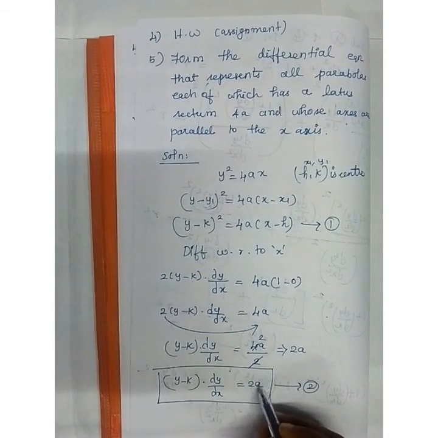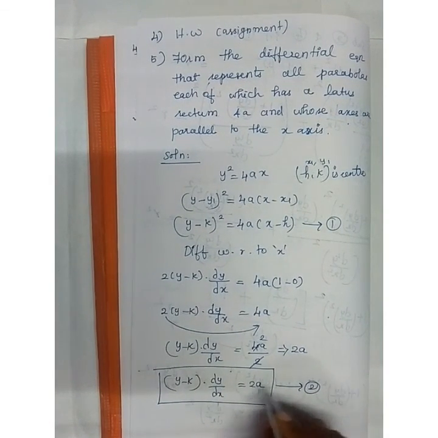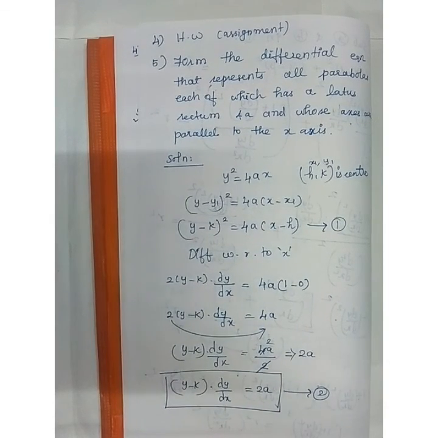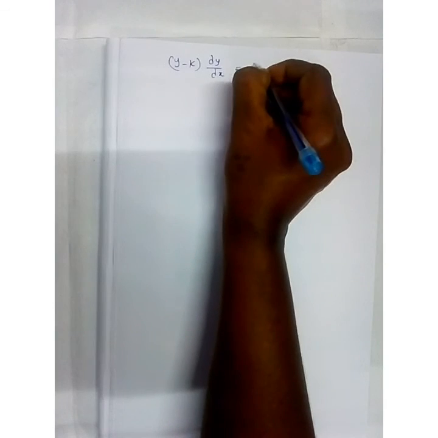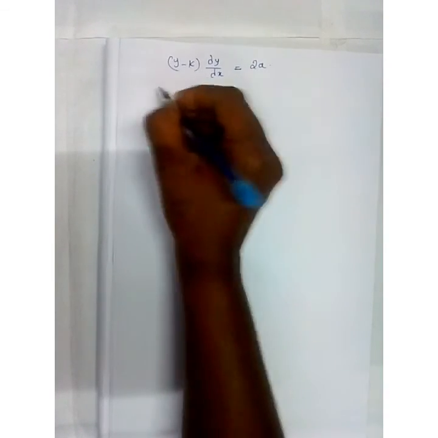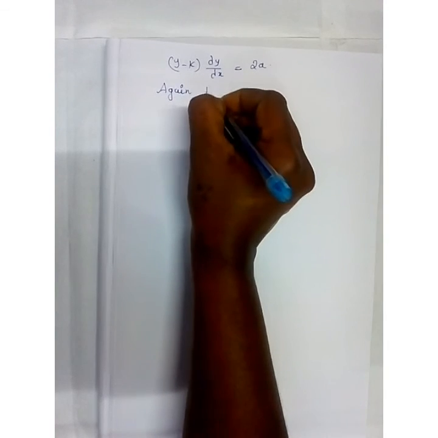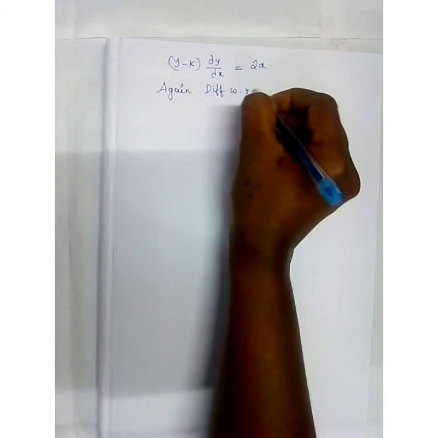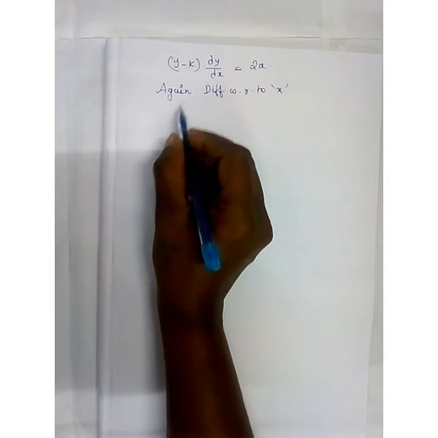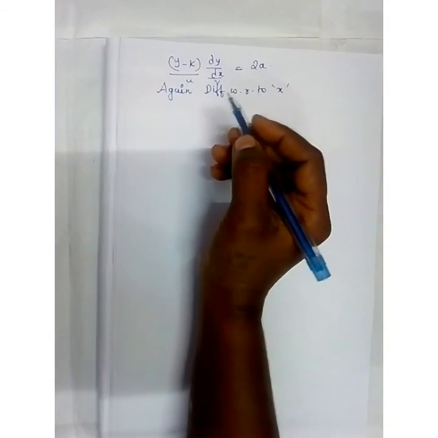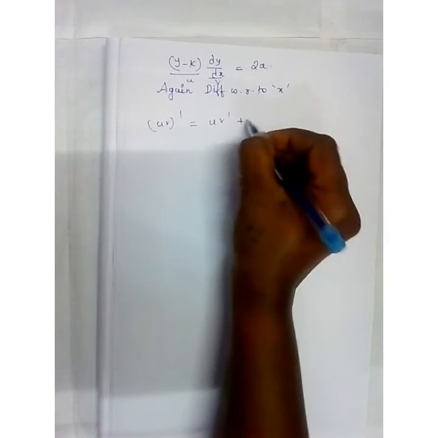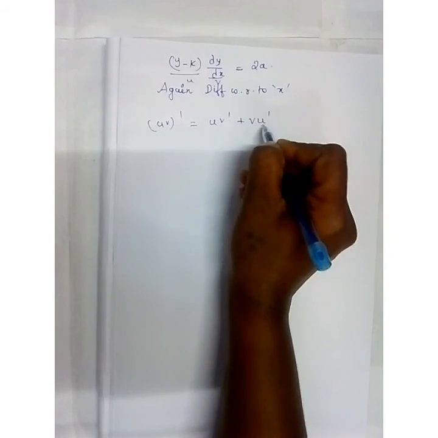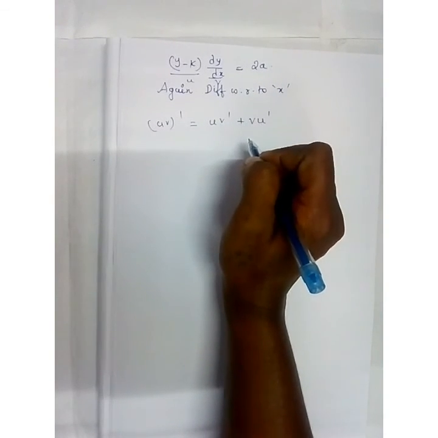But again the constant term a is here. To remove this, again we have to differentiate with respect to x. So what is the term we got? (y minus k) into dy/dx is equal to 2a. To eliminate this a, again differentiate with respect to x. This looks like the UV method, the product rule. I told you (UV)' means UV' plus VU', where U' and V' are nothing but the first differentiation terms.